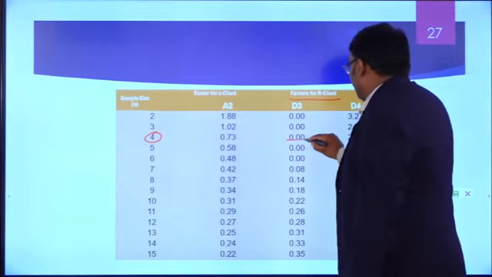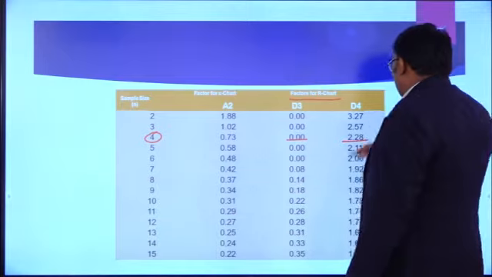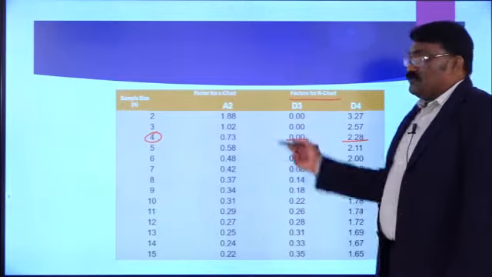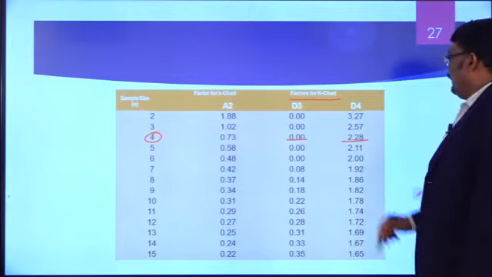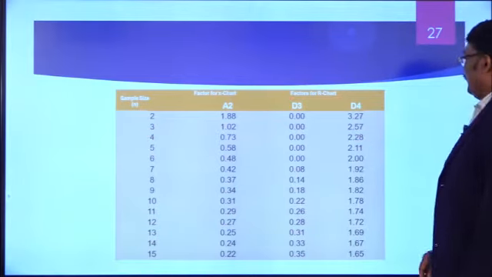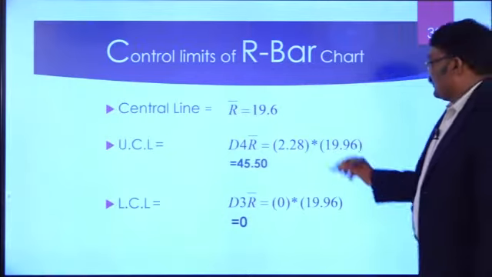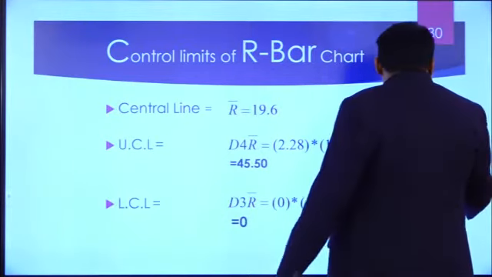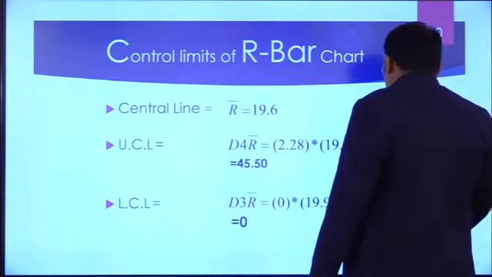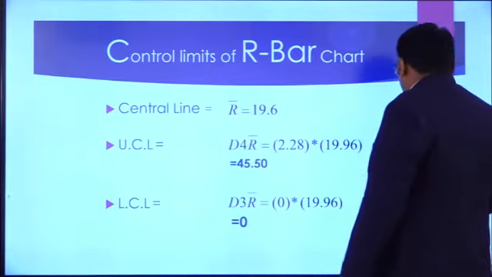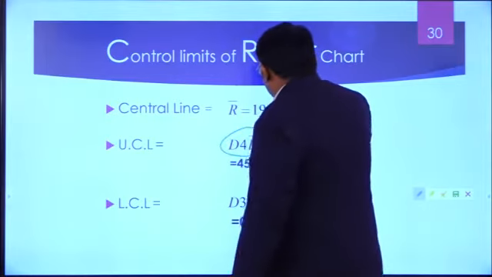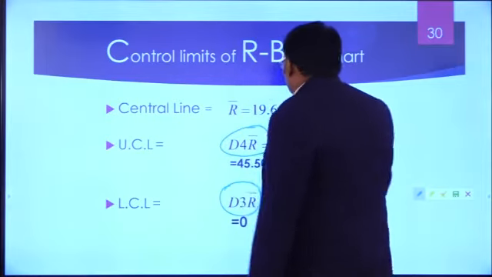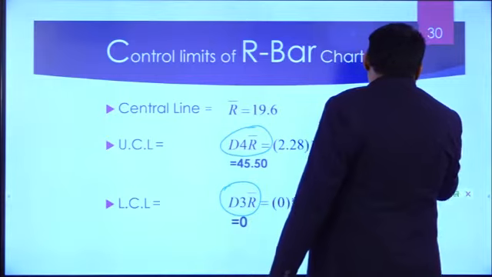D3 equal to 0, D4 equal to 2.28. This will be given to you, the tables will be given to you. So, here the values are being given, at that level we apply it. So, we apply here the D4. The formula is directly, nothing but CL.